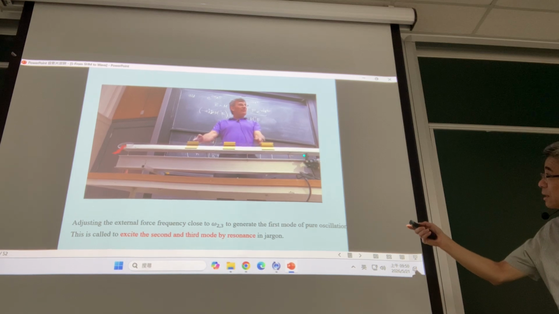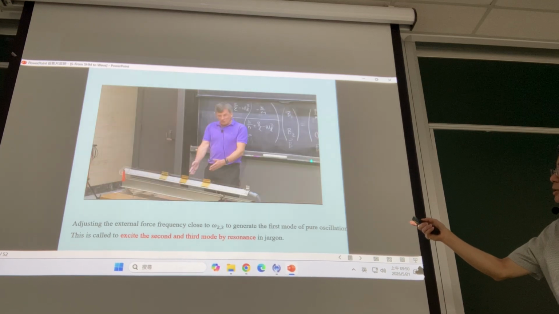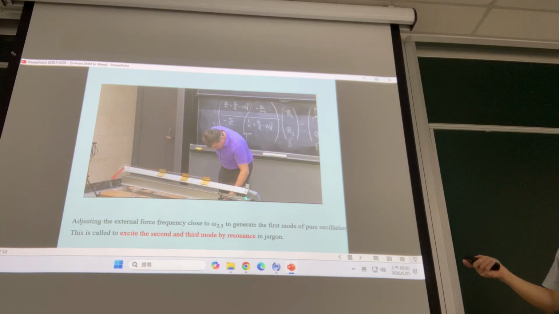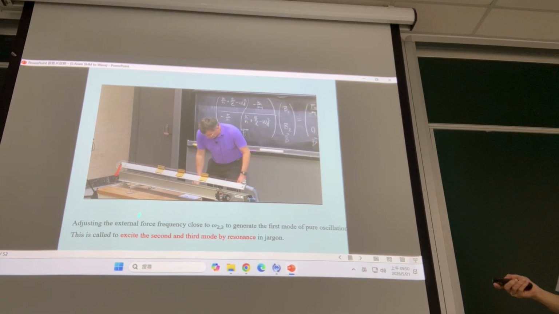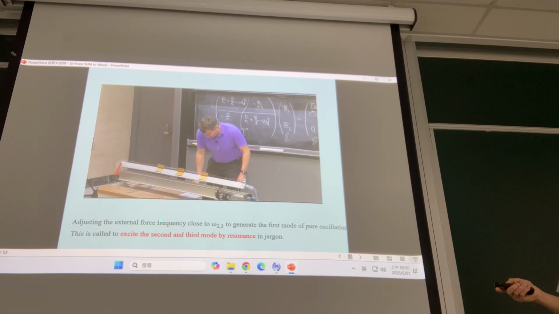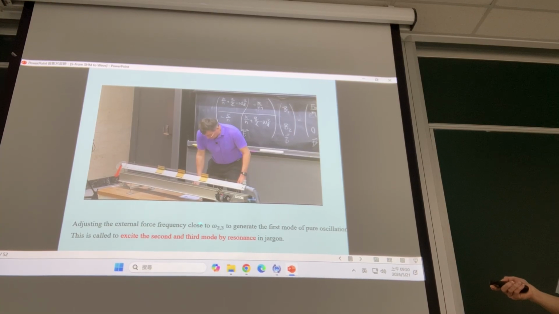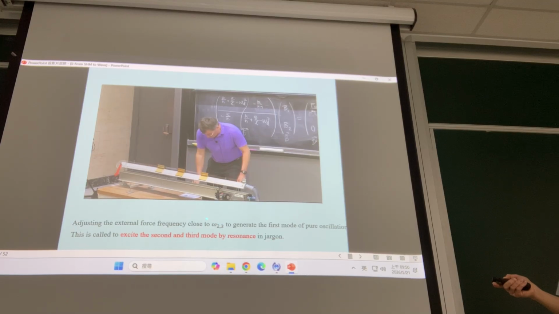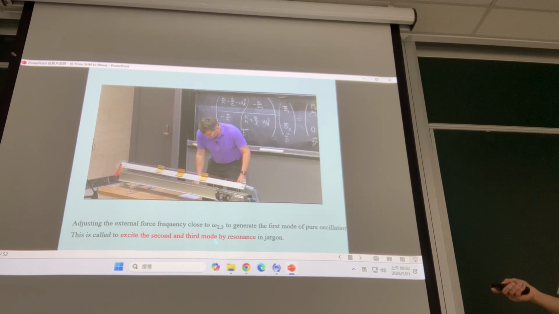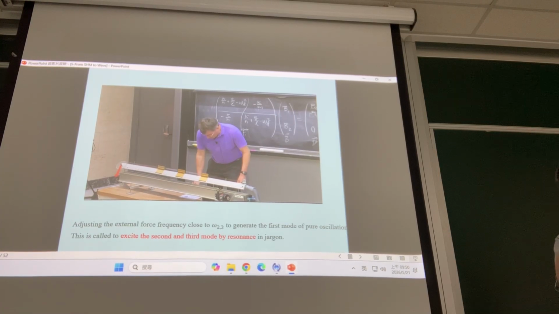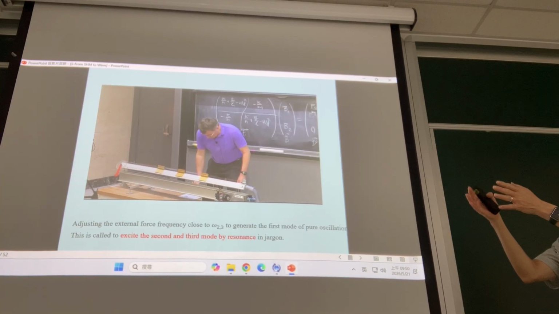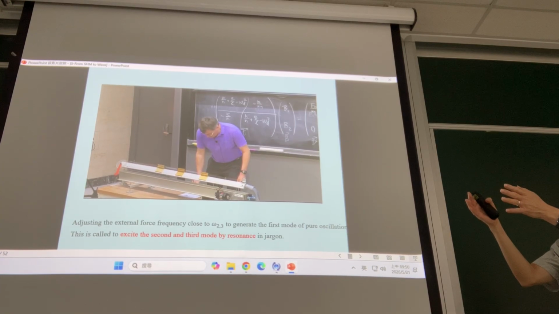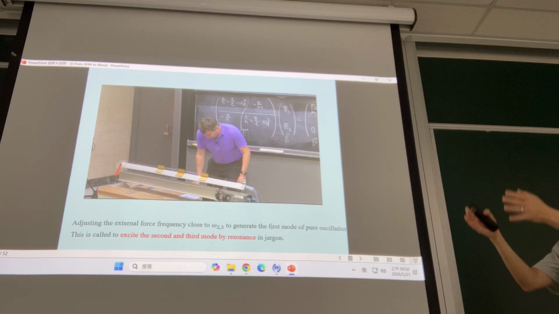The professor adjusts the frequency of this external force to determine which mode is excited. So the professor adjusts the external force frequency to be close to omega 2 or omega 3. Remember I talked about resonance in the earlier lectures. If you adjust the frequency of the external force close to the natural frequency of a simple harmonic motion, then that simple harmonic motion will be excited.